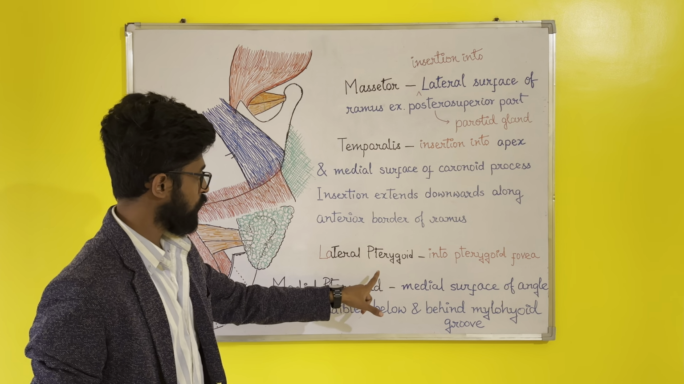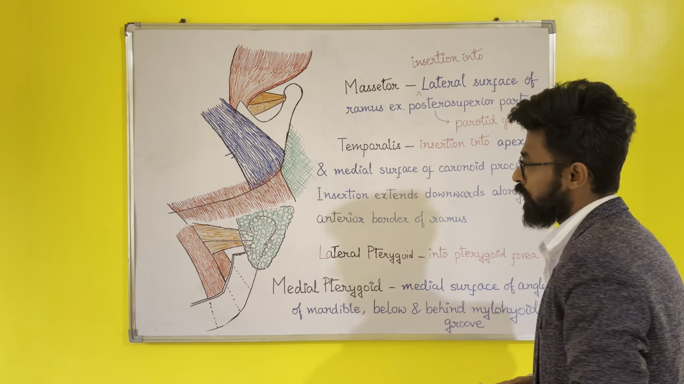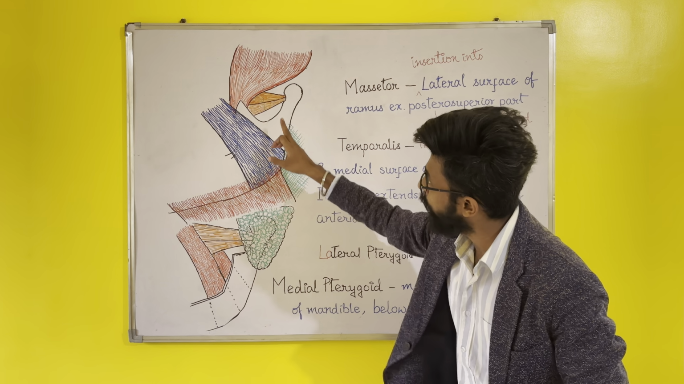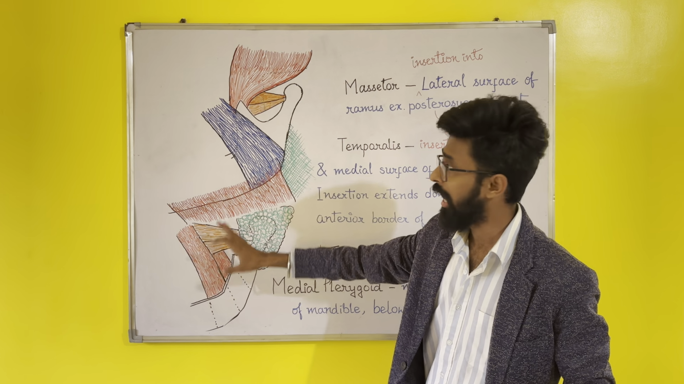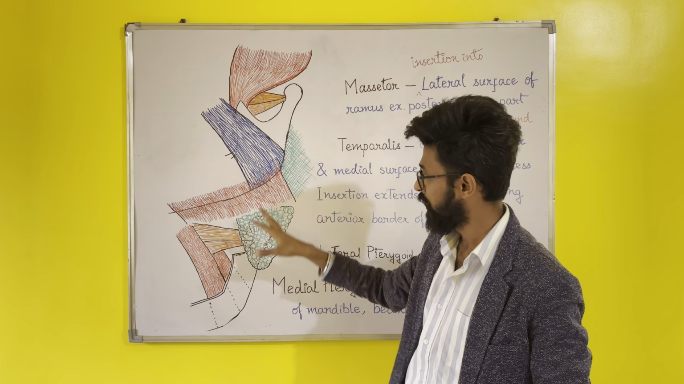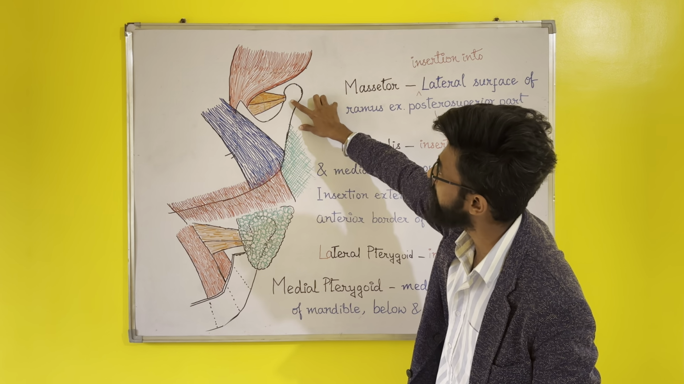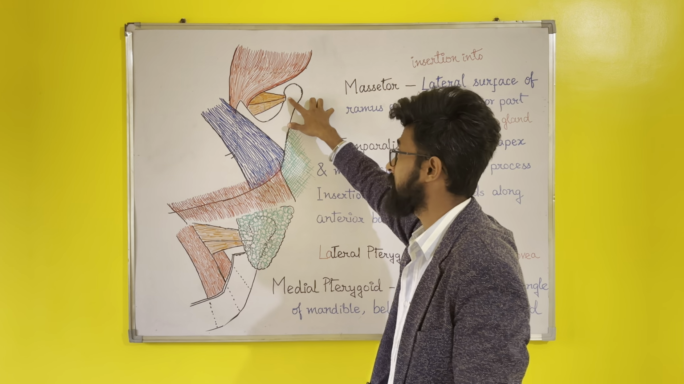Next is the lateral pterygoid. There are two more muscles: one is the lateral pterygoid and the other is the medial pterygoid. So this orange one, this one and this one, these are the lateral pterygoids, upper head and lower head. It is divided into two parts, upper head and lower head. This lateral pterygoid is inserted into the pterygoid fovea. If you remember from the first lecture, this is the pterygoid fovea.